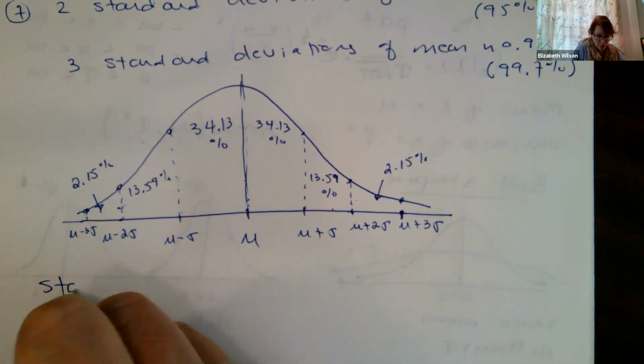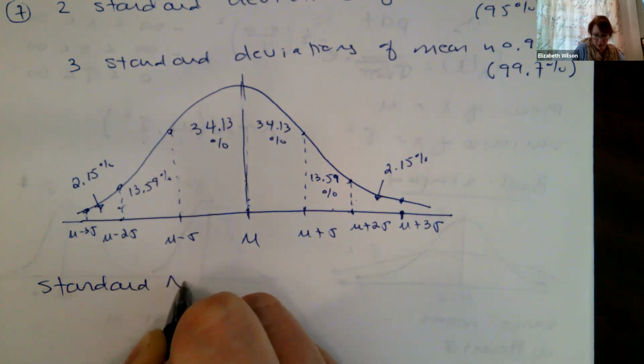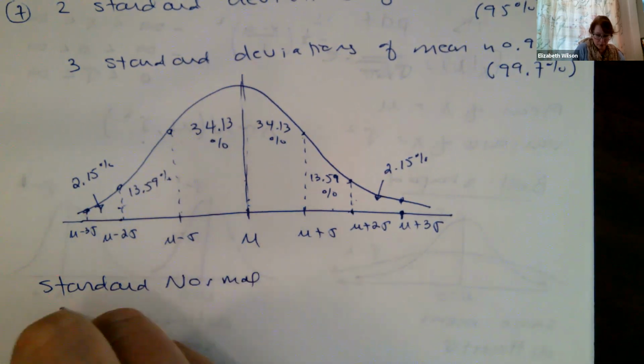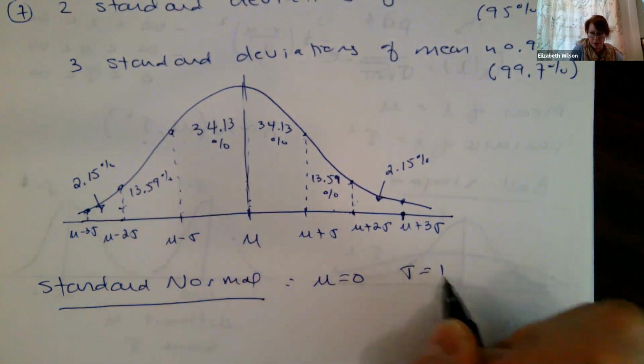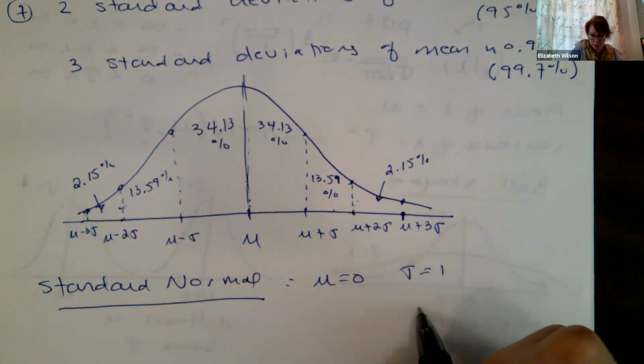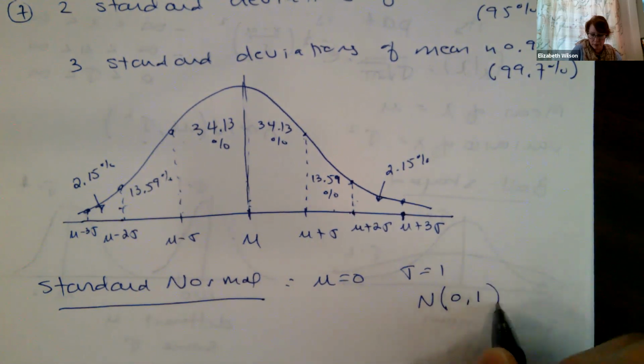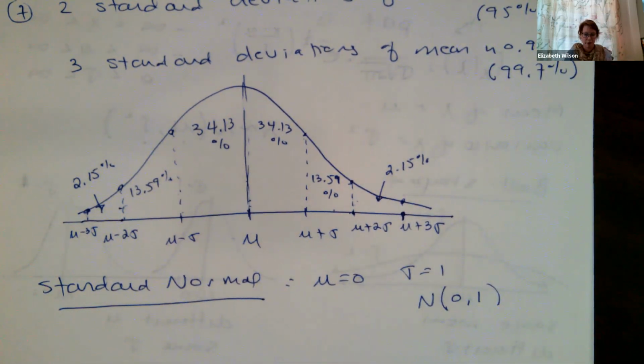When we call something a standard normal, we'll talk about that in a minute. Standard normal means that my mean is equal to 0 and my standard deviation is equal to 1. And we typically write this as normal 0, 1. That's our standard normal, how we reference it.